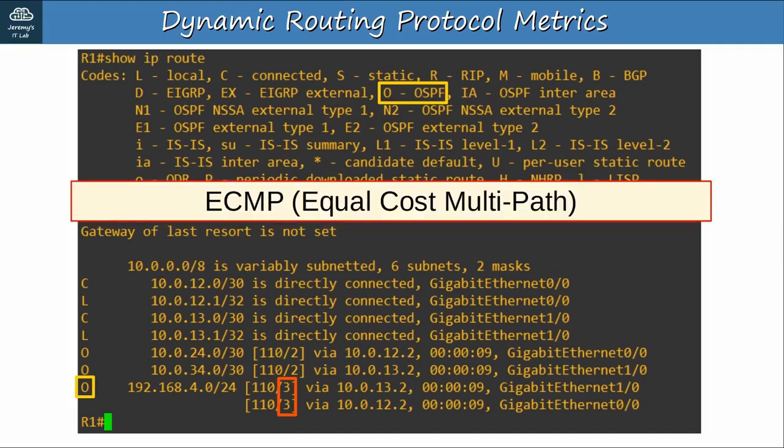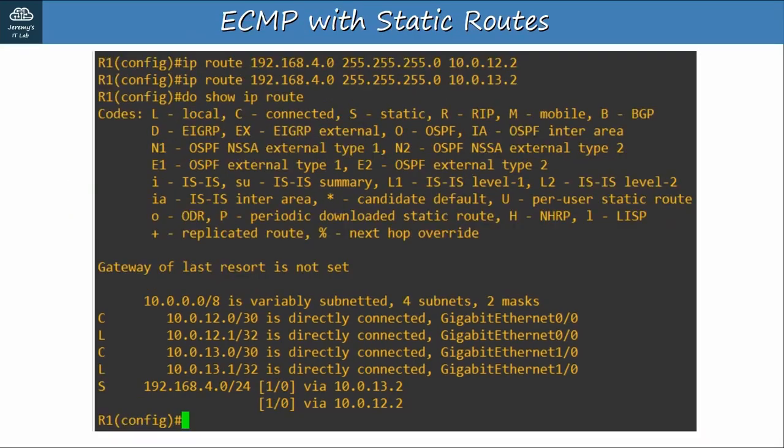This is called equal cost multipath, or ECMP load balancing. Make sure you remember this term, ECMP. It will come up often in these videos about dynamic routing protocols. As for these values on the left side of the square brackets, this is another important value called administrative distance, or AD, which I will talk about a few slides later. The OSPF protocol has an AD of 110. Don't memorize that now. As I said, I'll talk about that again in a few slides.